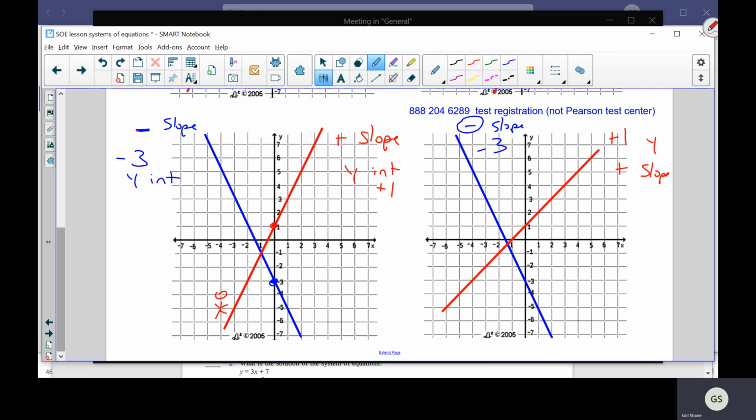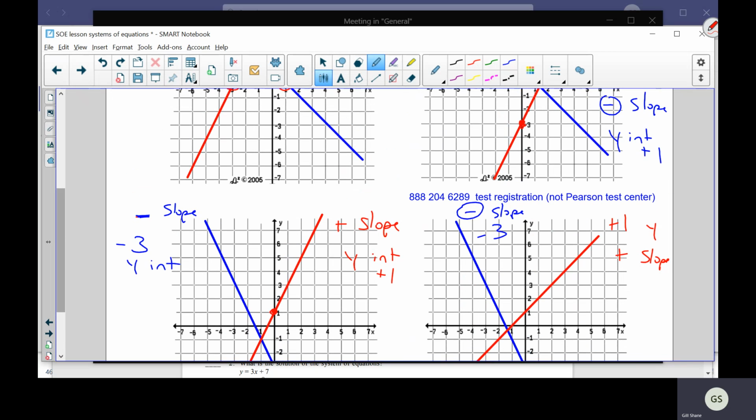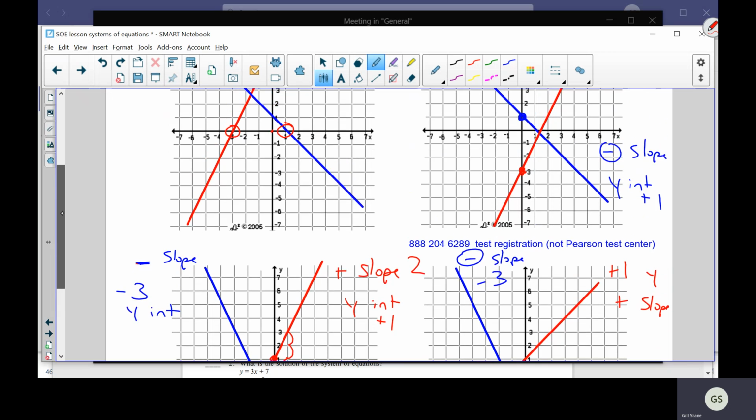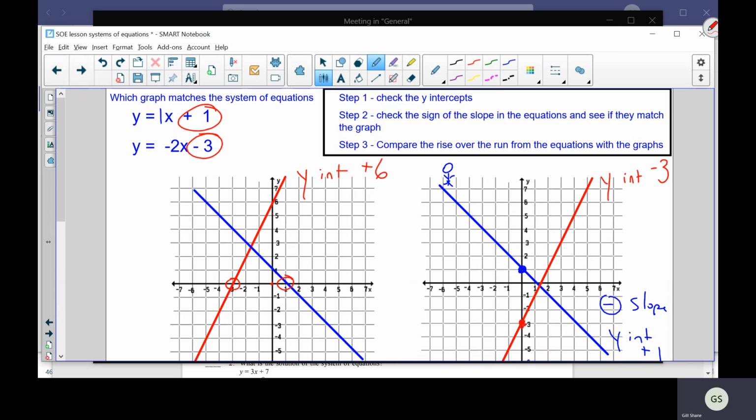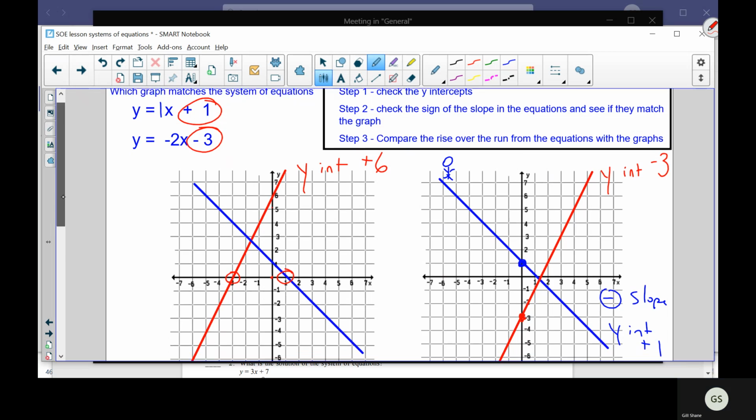The way you would actually figure out the answer, you'd have to figure out what is the number for the slope. Well, that's when you do rise and run stuff. So run for the red is 1 up 2. So the positive slope for red is actually a 2, because I went right 1 up 2. So for the y-intercept of 1, the slope should have been 2, which is not correct. So that's not the right one.